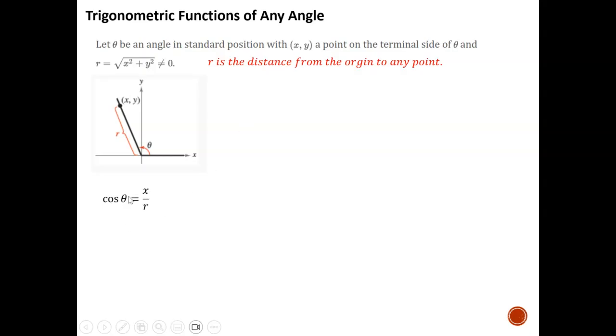So we know that cosine theta is equal to x over r. This is the formula, guys. As my cosine, my secant will be r over x. And my sine is y over r. Then my cosecant will be r over y because they're reciprocals of each other. And my tangent is y over x. Then my cotangent will be x over y. Okay.